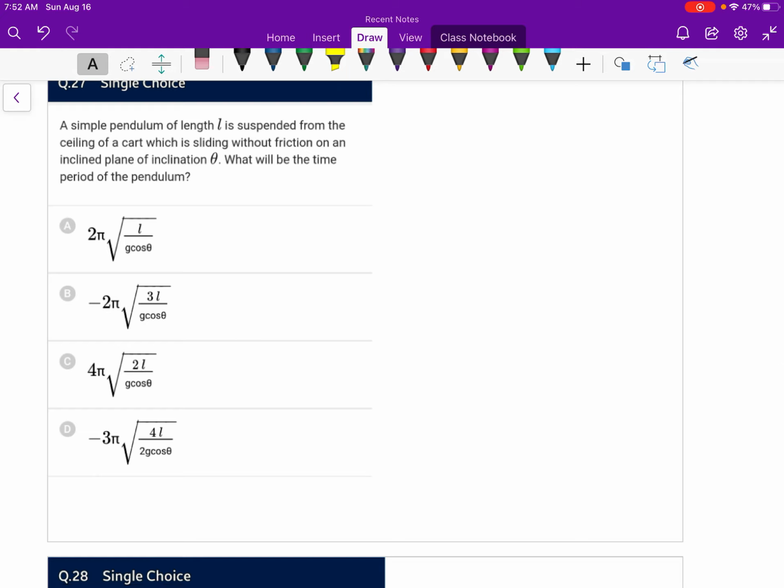A simple pendulum without friction on an inclined plane of inclination theta, what will be the time period? So we'll first calculate g effective. Okay. So this is the suspended ceiling of a cart. Okay. So this is the cart.